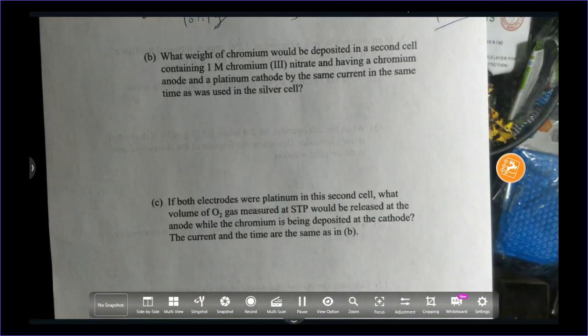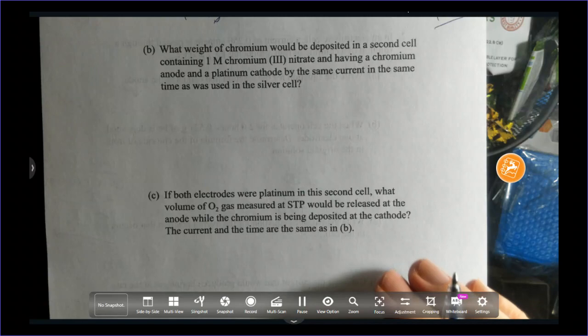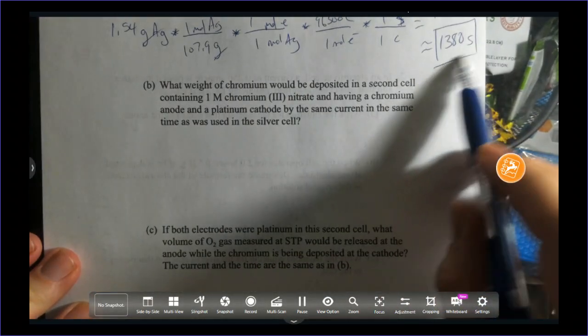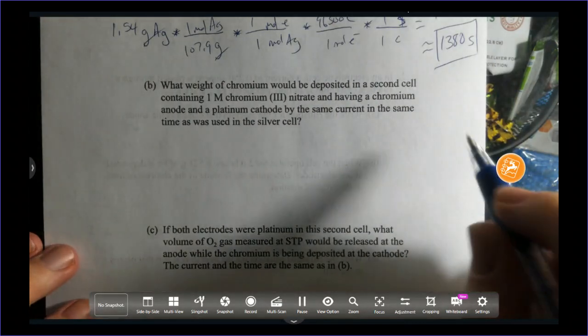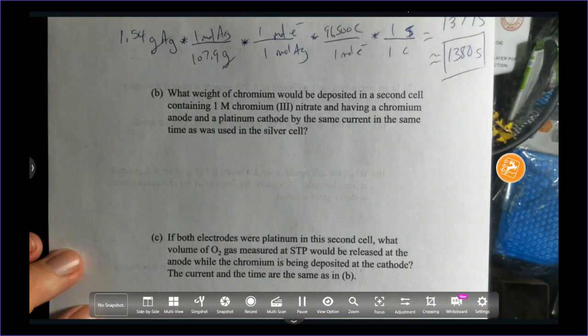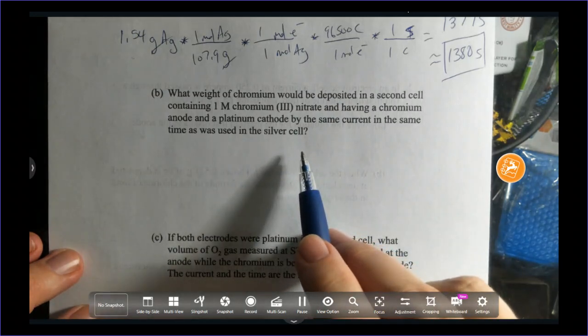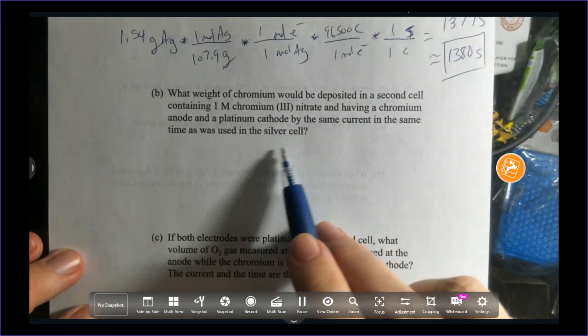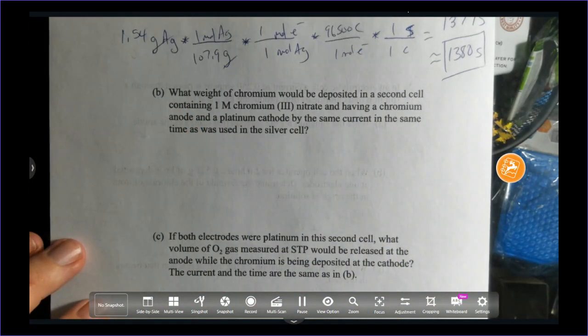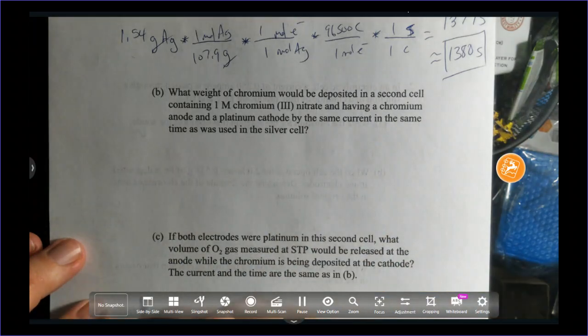So basically we're just going to change the solution up, do everything the same, and see if we can get the same amount of chromium as we did silver in the previous problem. Okay, easy for me to say. Alright, so let's do this. We're going to run it for the same amount of time.